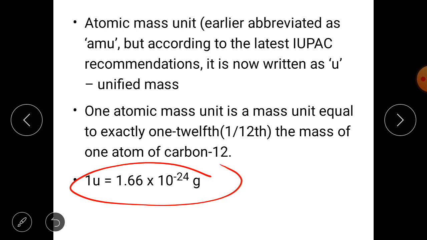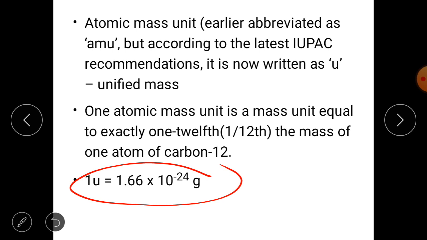Here you can see the relation. If I am going to write this relation in kilogram, then I will have to write 1 U equals 1.66 into 10 raised to power minus 27 kg. So, still a very small number. Such small masses cannot be measured on any balance. That's why I have told you that atomic mass unit is not a practical unit.